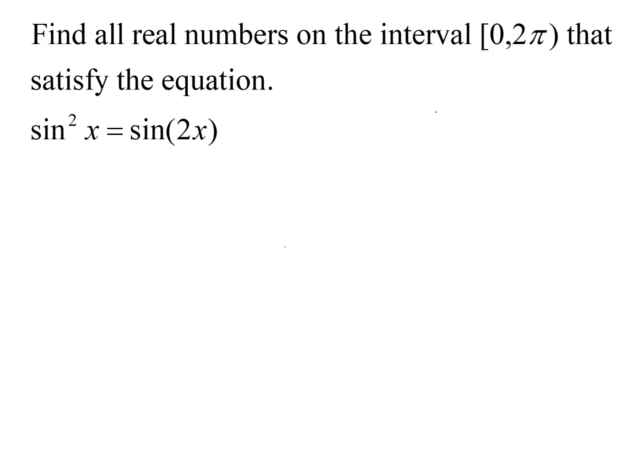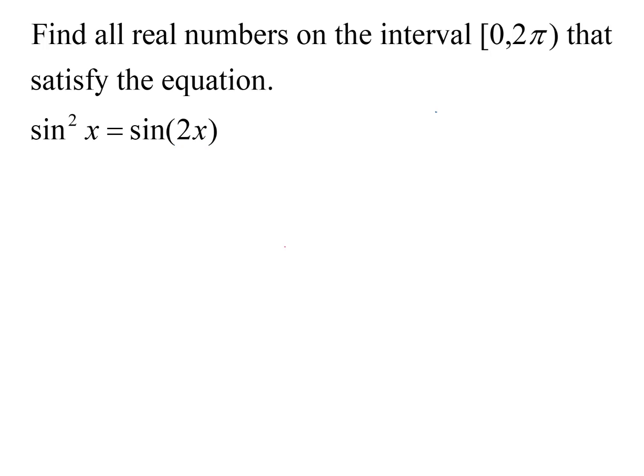We want to find all real numbers on the interval from 0 to 2 pi that satisfy this equation. In looking at this equation, I see I've got a sine squared x, and then I have a sine that's not squared, but the angle, the argument, is 2x. I don't want them different, so I'm going to think about, is there an identity that I can use so that I can get them in terms of the same argument?